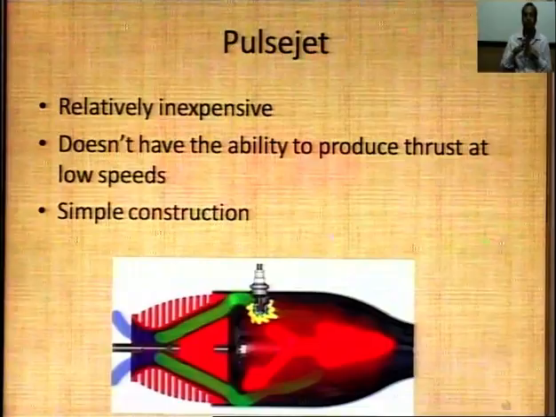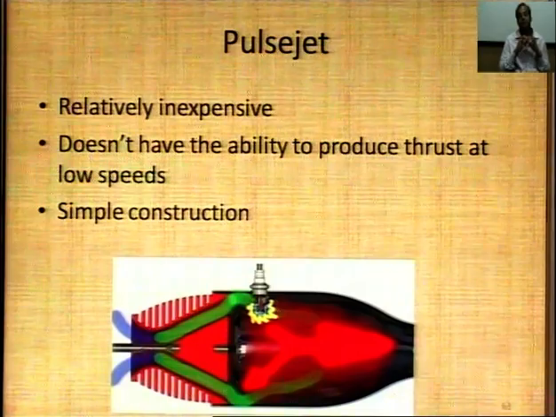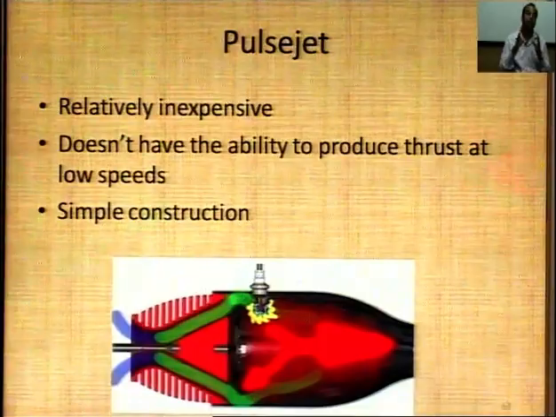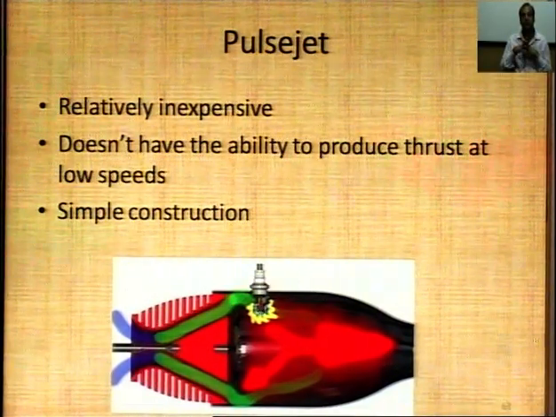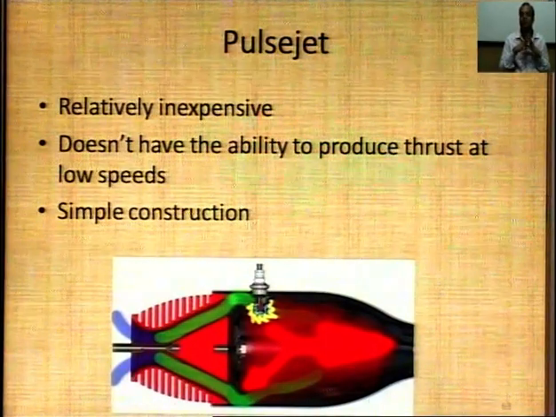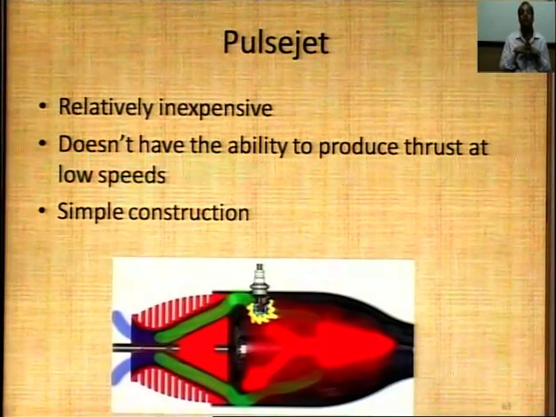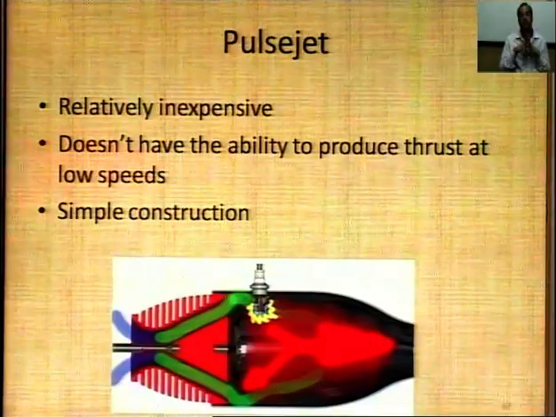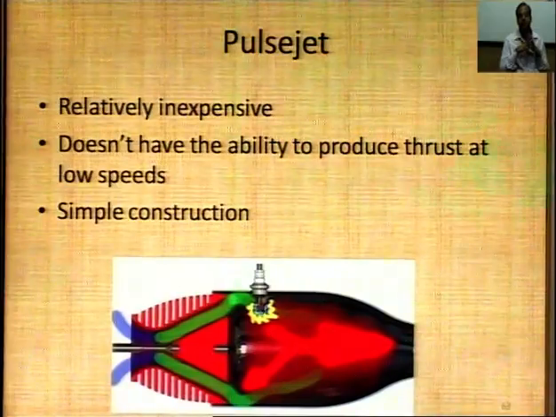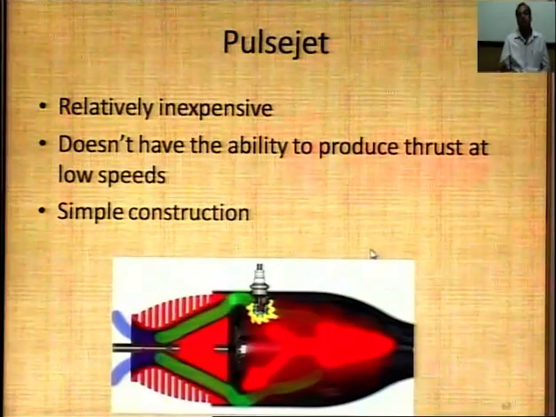Now let me discuss the Pulsejet engine. These are relatively inexpensive because, as we discussed in the previous slides, they contain no compressor and some other parts, and they are also light in weight due to the absence of these parts. They do not have the ability to produce thrust at low speed, and the Pulsejet has a simple construction. Here is the basic diagram of the Pulsejet engine.